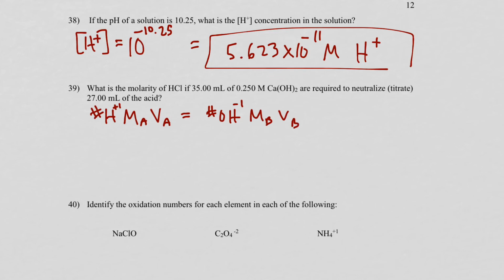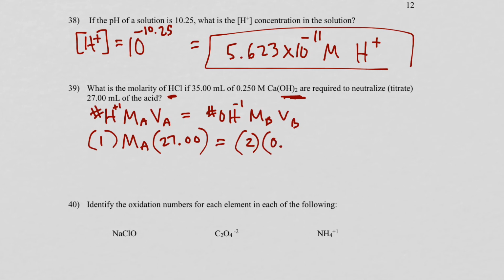You can write the full balanced equation for the neutralization reaction, or you can simply look at your formula for your acid and your formula for your base to get your number of hydrogens and your number of hydroxides. So in this particular case, the number of hydrogens is 1. The molarity of acid is what we're looking for. The volume of acid is 27 milliliters. On the base side, the number of hydroxides is 2, OH parentheses 2. The molarity of the base is given as 0.250, and the volume of the base is given as 35 milliliters.